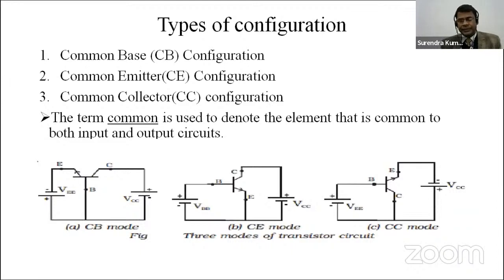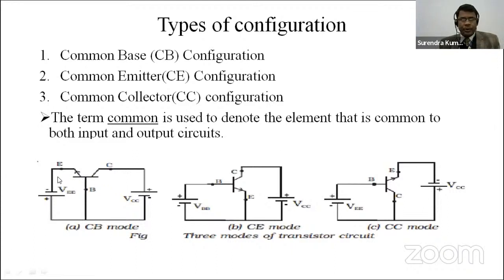And in this second one, the emitter terminal is common for both input and output sides. In the third one, it's very easy to identify which type of configuration this is. In this particular type of configuration, our collector is common for both the sides, input as well as output.